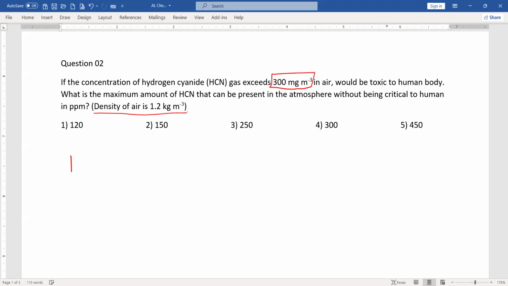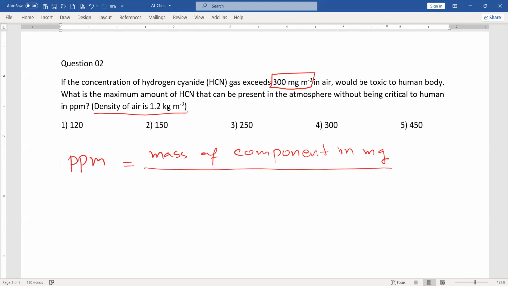So ppm, parts per million, can be expressed like this. The mass of the component or constituent, in our case it is HCN, in milligrams, divided by the mass of the bulk or the sample in kilograms.